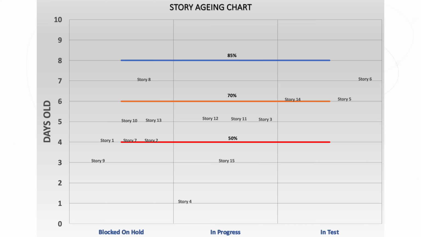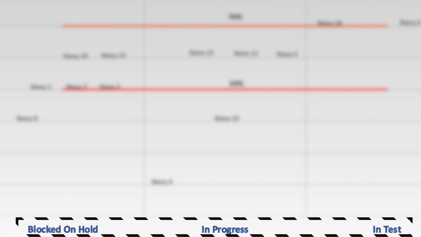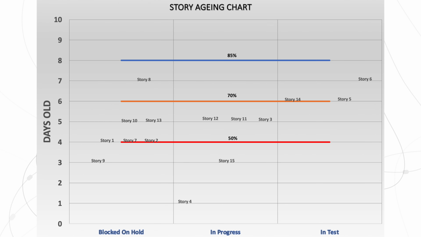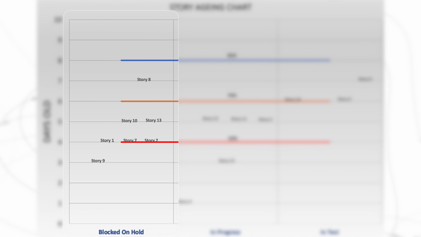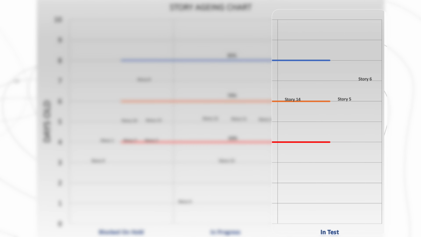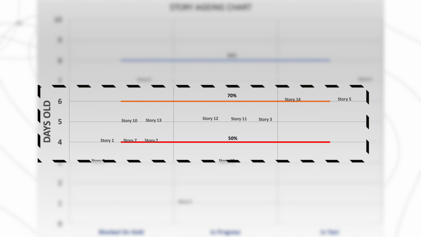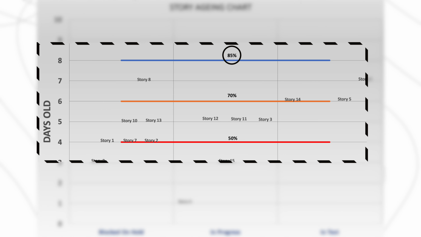Right, along the bottom, you can see your board column names, and at the side, the number of days old the story is. The story names are listed so you can read off to the left how old they are, and they're placed in their current workflow state. Now, firstly, you're going to mark your percentiles horizontally across the board. 50, 70, and lastly 85%.